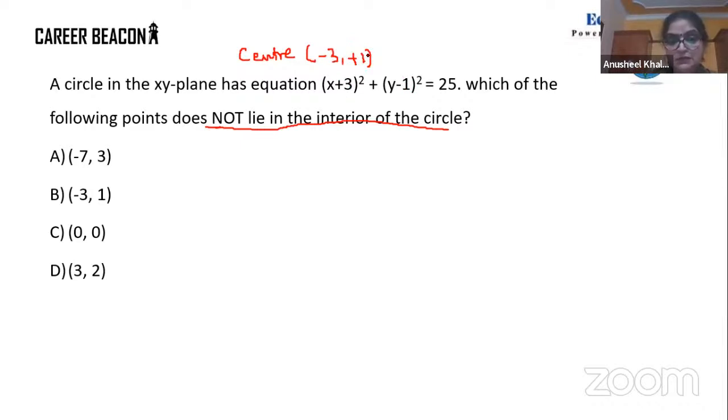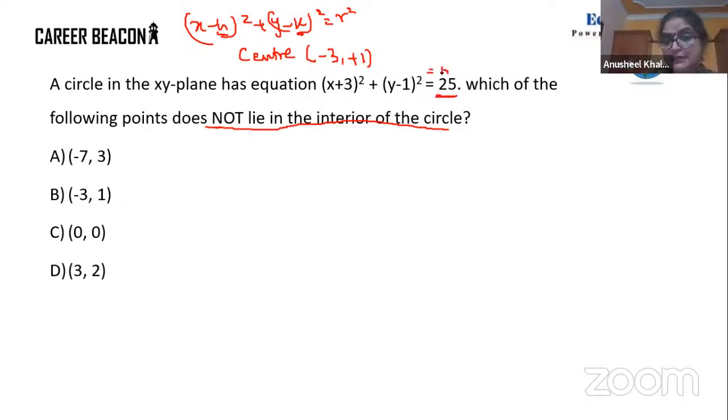Okay, so if we consider the general equation of the circle, it is (x minus h) the whole square plus (y minus k) the whole square is equal to r square, right? Here h and k give you the coordinates of the center of the circle. And if you need to figure out which point lies inside the circle, outside the circle, or on the circle, what you need to consider is this.